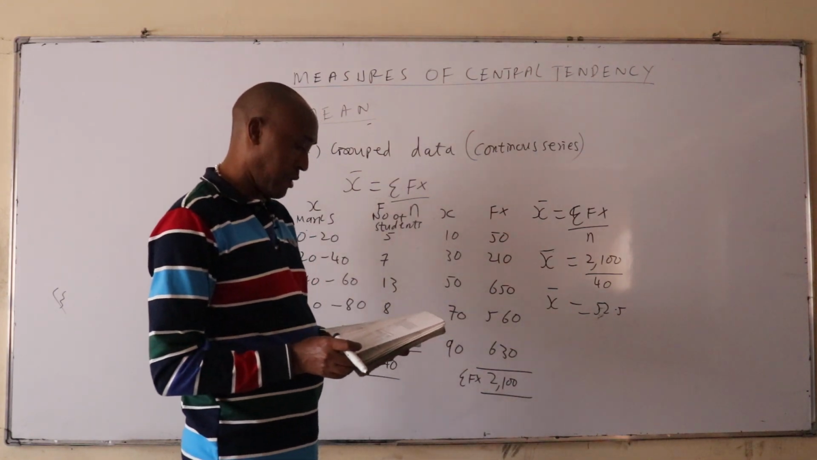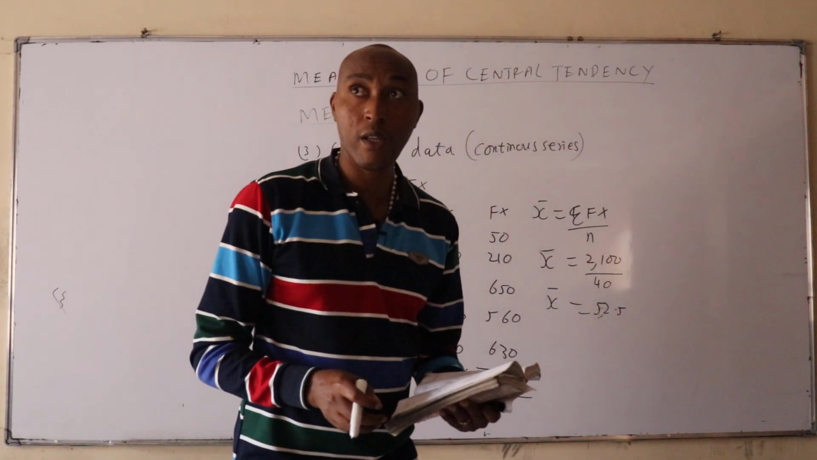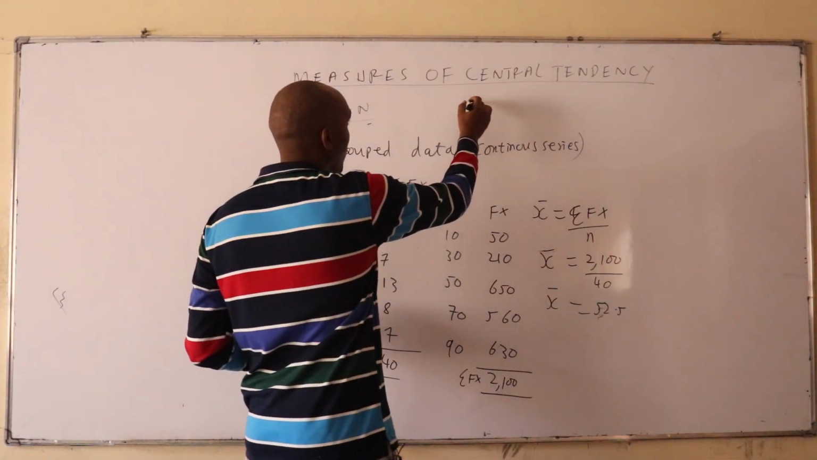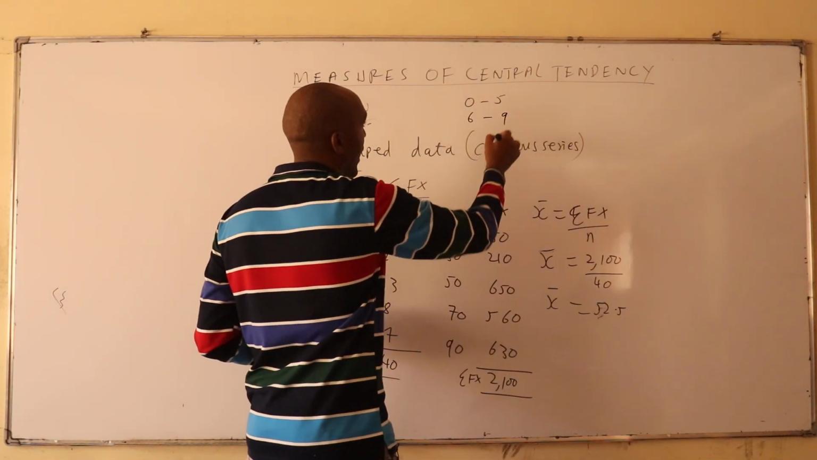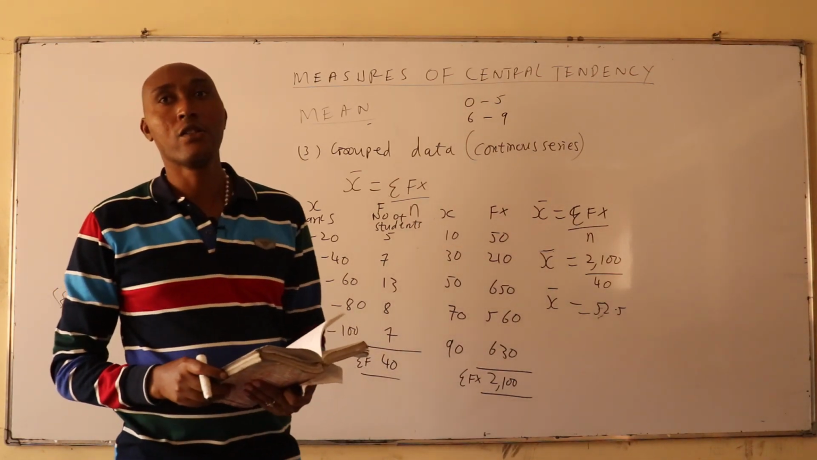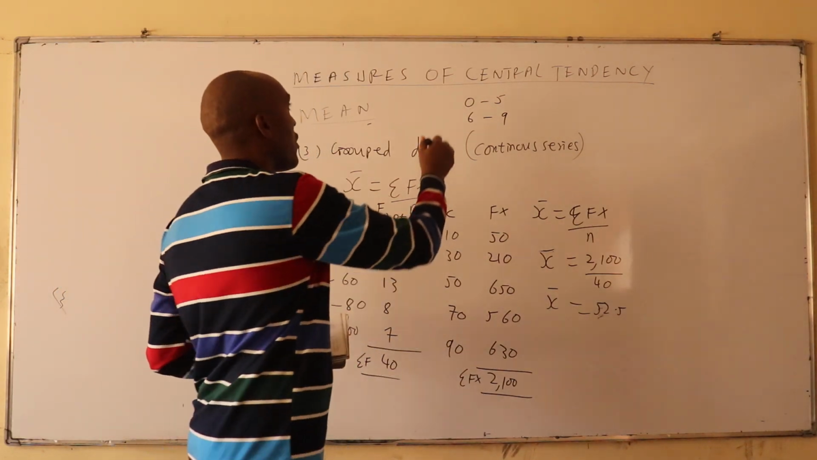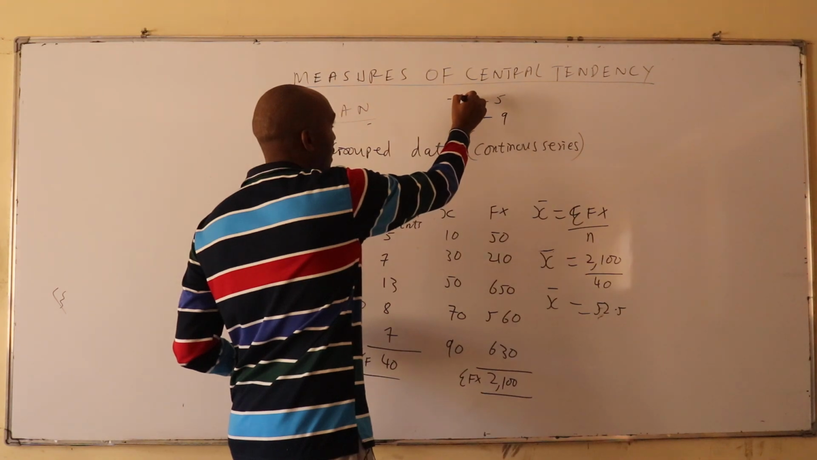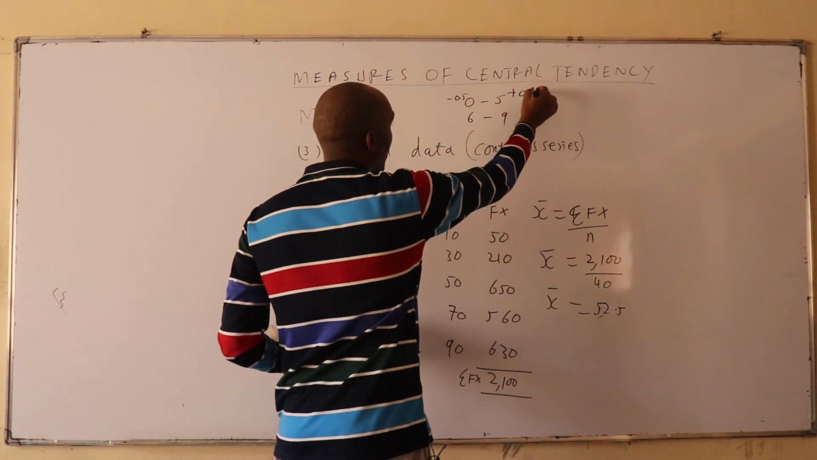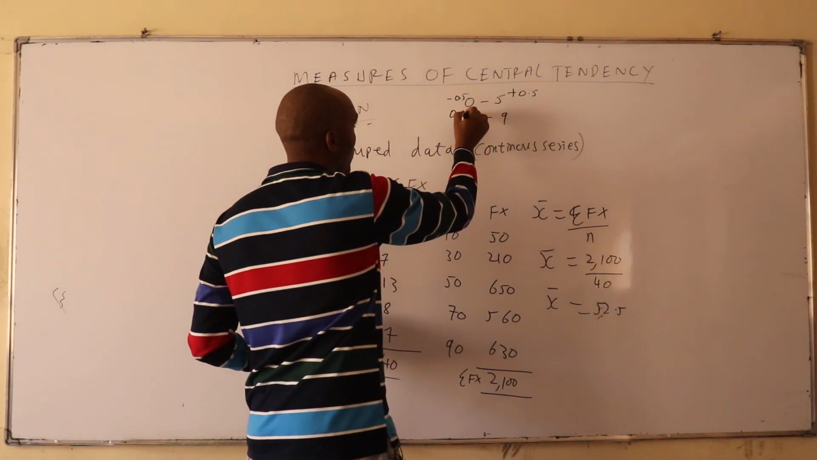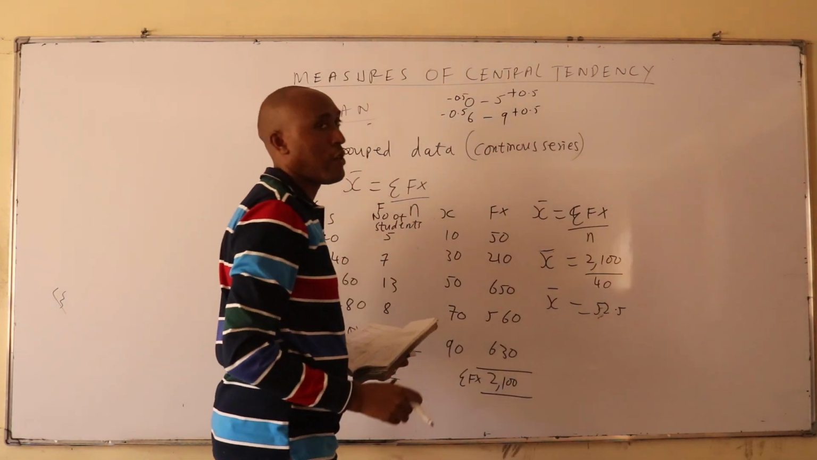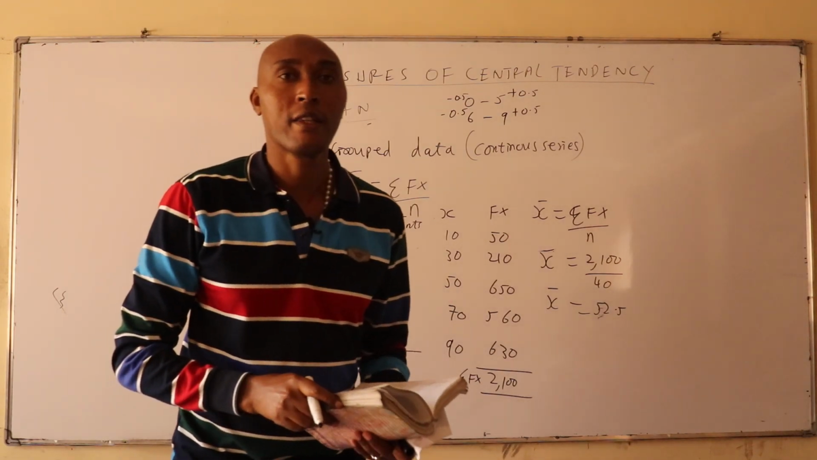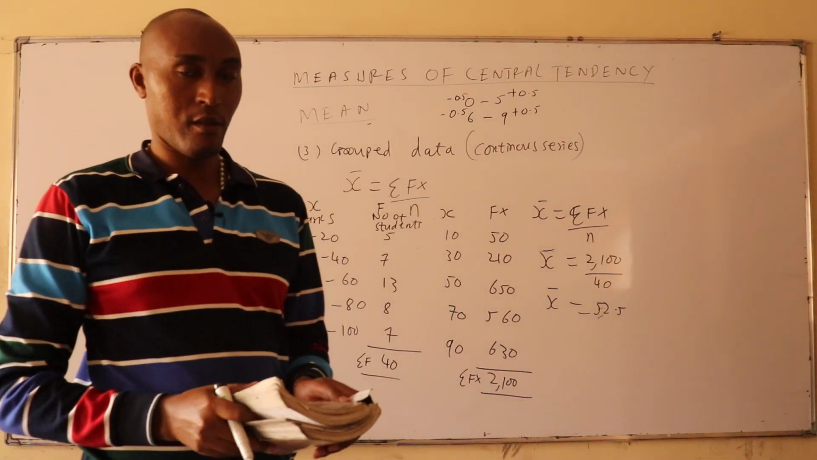What do I mean by data which is not continuous? Sometimes you find data such as 0 to 5, then 6 to 9, which is not continuous. So what do you do? You subtract 0.5 from the lower limit and add 0.5 to the upper limit. The same 0.5, you subtract and you add. In that scenario you make that data continuous.